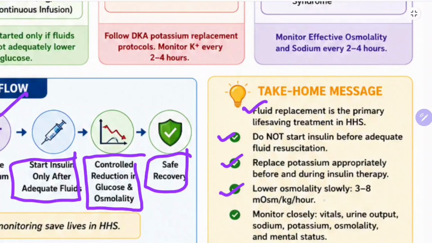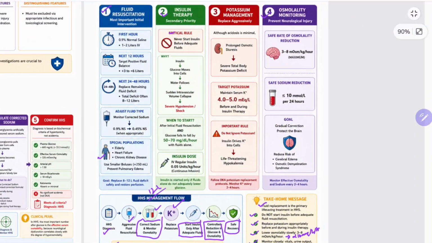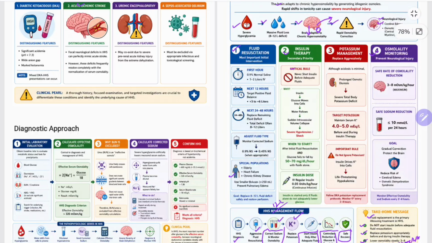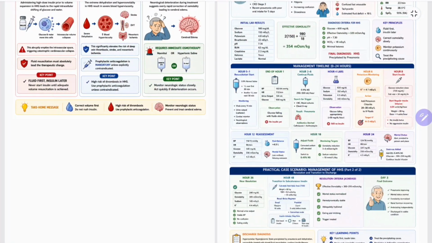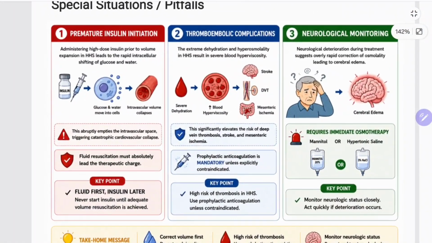That is indirectly, lower the sodium concentration less than 10 milliequivalent per liter per hour. Monitor closely vitals, urine output, sodium, potassium, osmolality and mental status of the patient. That's our management strategy in simple ways for HHS and the differences between the management of HHS and diabetic ketoacidosis.